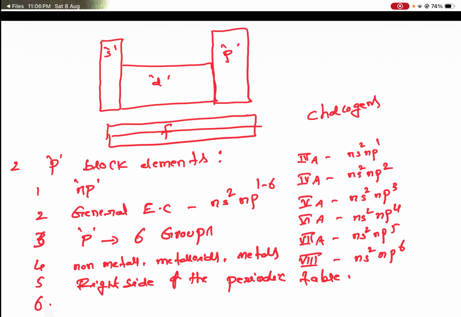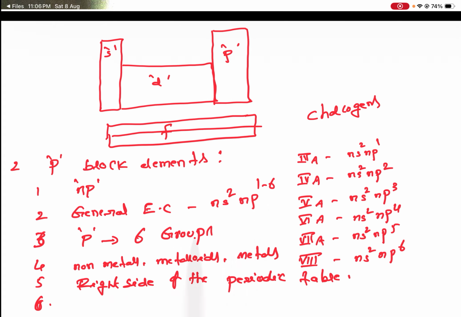So okay, these points are enough for the p block elements. The first point, the definition: the elements in which the differentiating electron enters into the np orbital are called p block elements. The general electronic configuration of p block elements is ns2 np1 to 6.